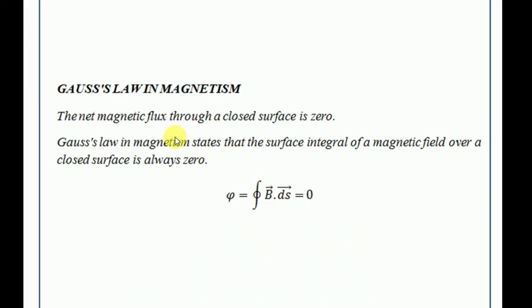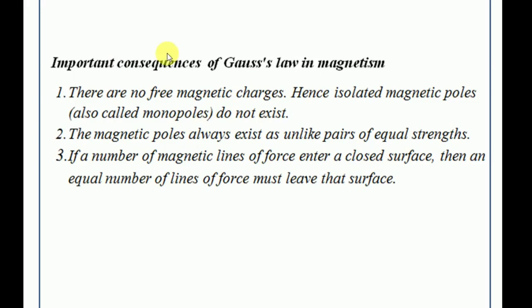So according to Gauss law, the net magnetic flux through a closed surface is 0. So whether you enclose the north pole, or both north and south pole, or you don't enclose anything, every time you will get 0. But in electrostatics, net flux was equal to q by epsilon naught, but here it is always 0. Another statement: Gauss law states that the surface integral of the magnetic field over a closed surface is 0. So integration of B dot dS, that is the closed integral, is always 0.